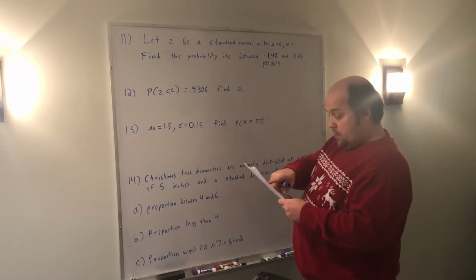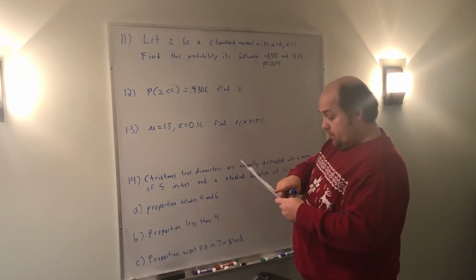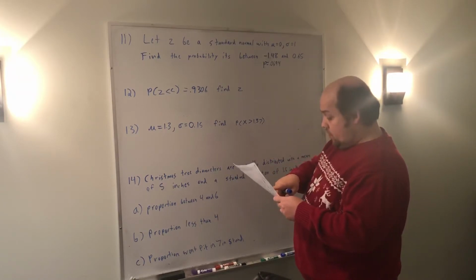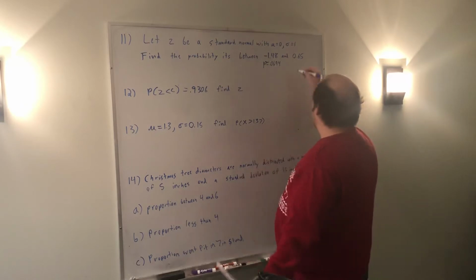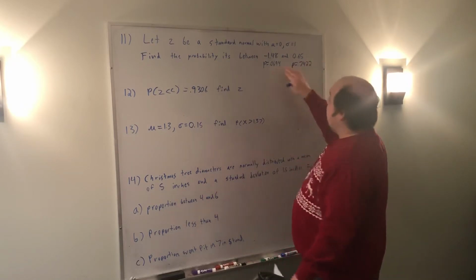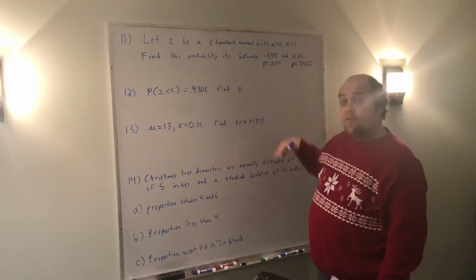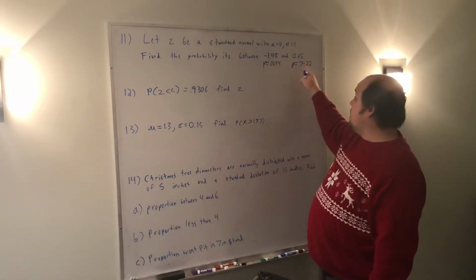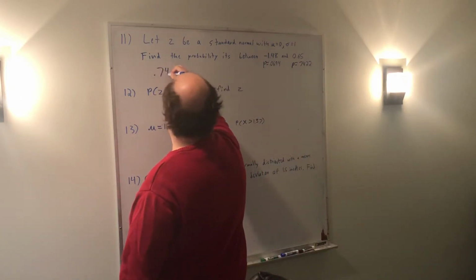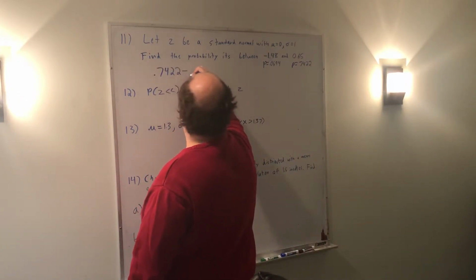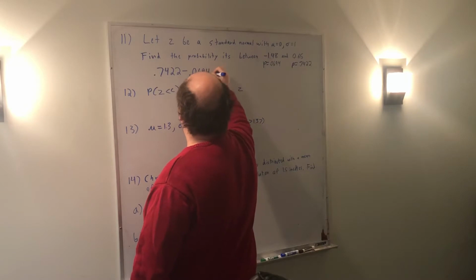When I look up, I go down the left-hand column to 0.6. Then I go over to the right to the column 0.05. I get that p-value to be p equals 0.7422. Now that I have the two p-values, in order to find a between question, I do larger p minus smaller p. So this becomes 0.7422 minus 0.0694.